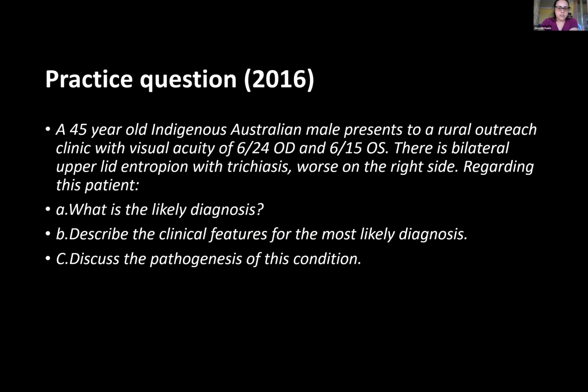So I did a practice question that came up in 2016: a 45-year-old Indigenous Australian man presents to outreach clinic with poor vision, upper lid entropion and trichiasis worse on the right side. And then, like I said, it really did define and limit exactly what it wanted you to say. So likely diagnosis, clinical features, and pathogenesis.